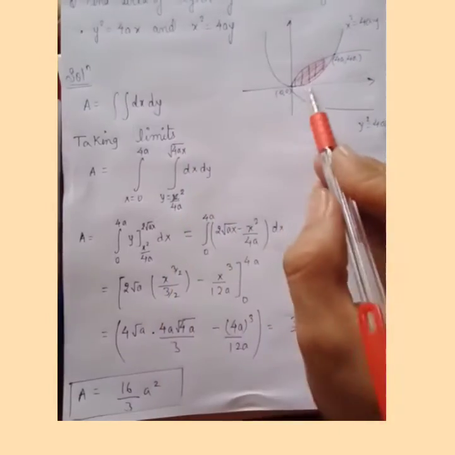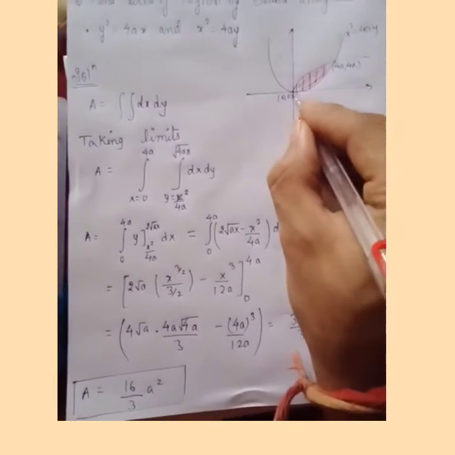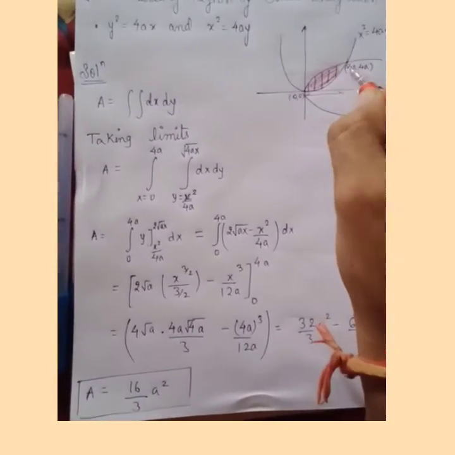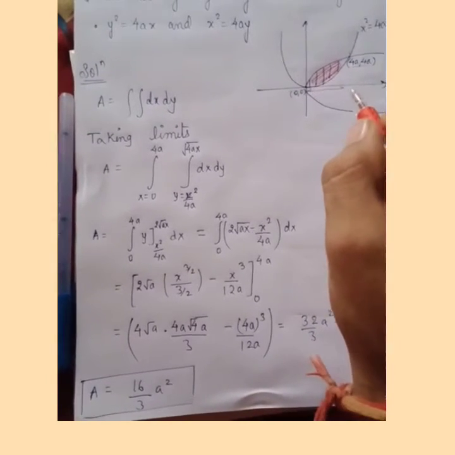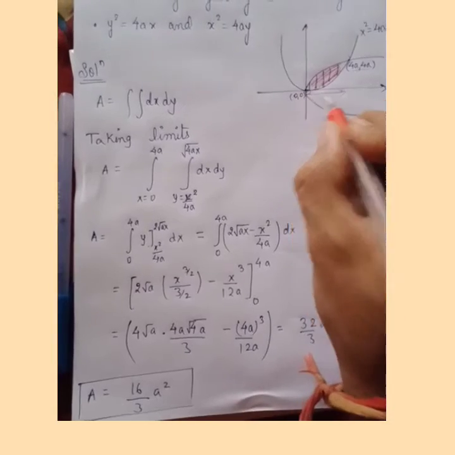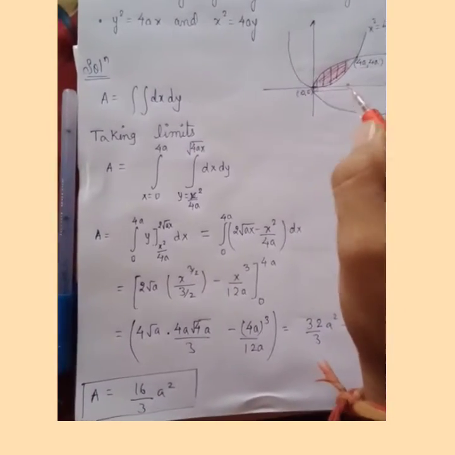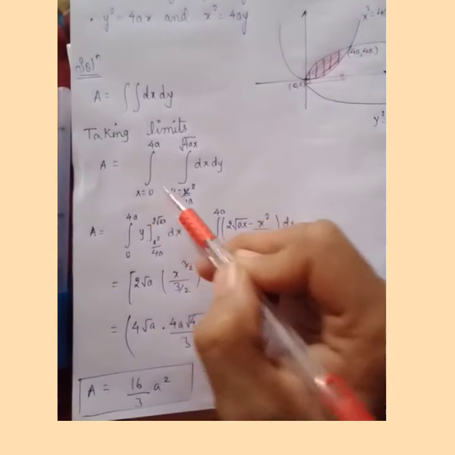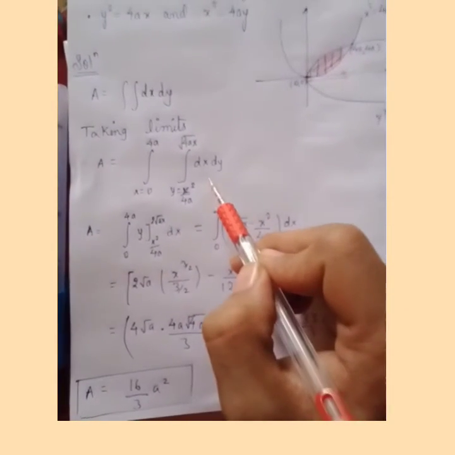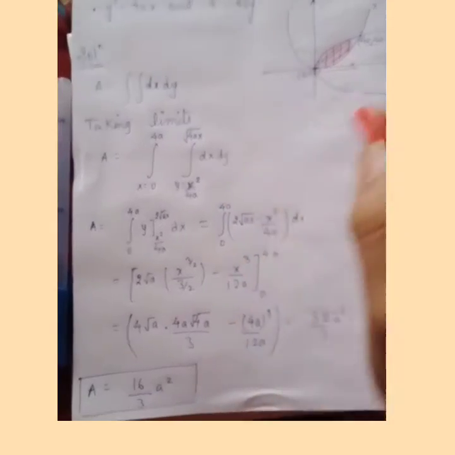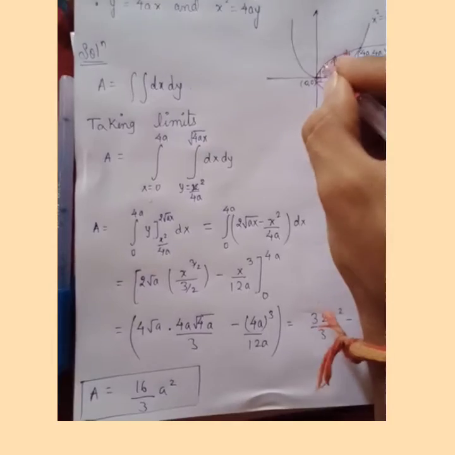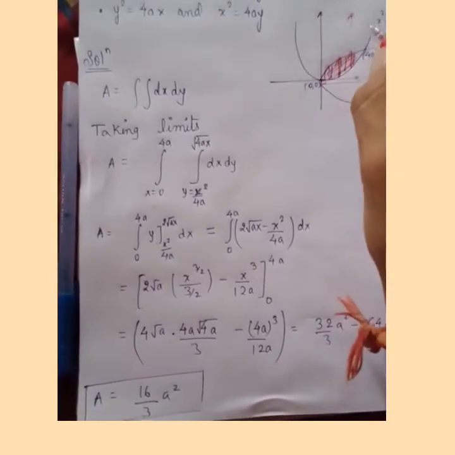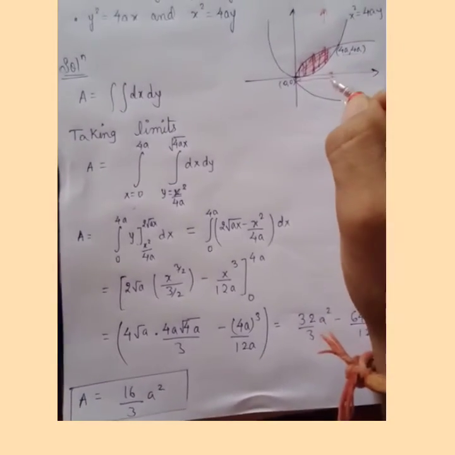For the x part we know it will be tending from 0 to this part. The point of intersection you can find out by elimination method, which will come out as 4a, 4a. So x will be tending from this part to this part. But what about y? You will be putting these x limits very easily, but about y we need to understand this part is giving you y, this arrow. This arrow we will be denoting as the y limit.